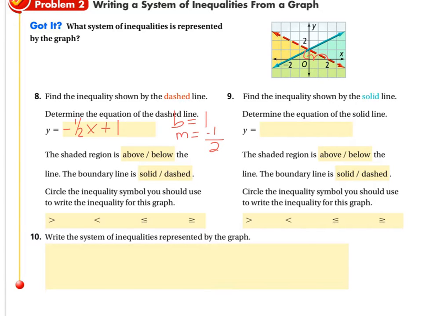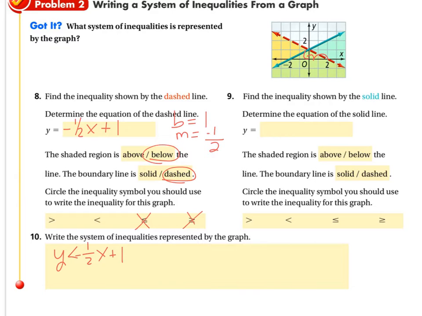The shaded region of that red line is below the line, and the boundary line is dashed. Since we know it's dashed, the inequality must be a greater than or less than sign, so we will not use these two. So our equation for the red line will be y, and it's below the line, so 0, 0 is included. So if I put 0, 0 in for my x and my y, would this be a true statement? And it would. So I know I've gotten the right one.